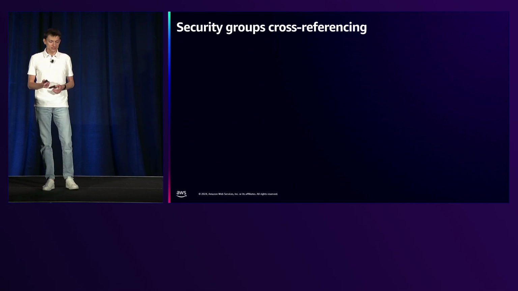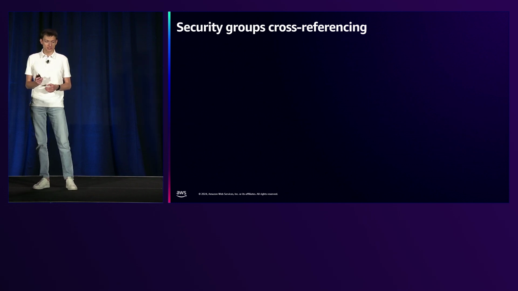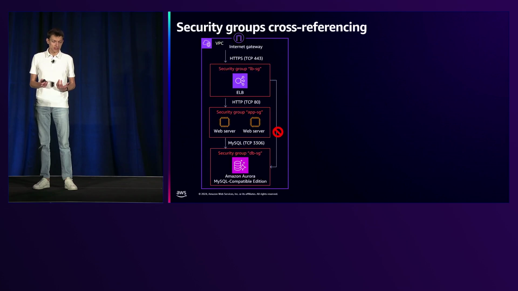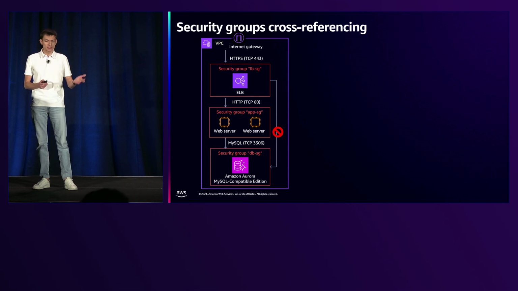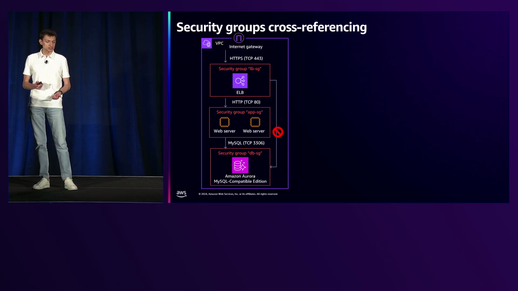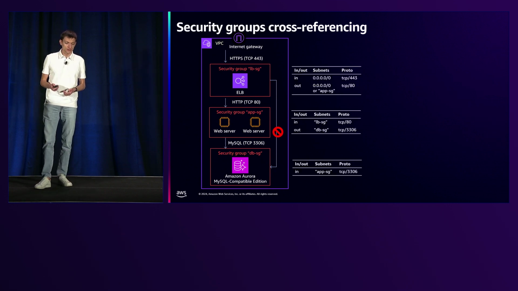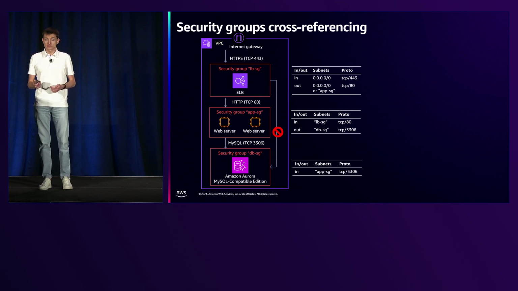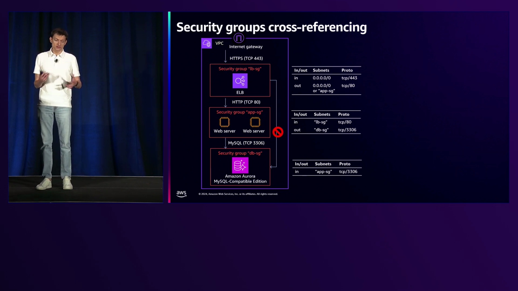I want to spend a little bit of time specifically on security group cross-referencing. It's very powerful, and we strongly recommend using that. In this case, we have an application with three layers. There is a load balancer, there are instances for the application, and there is a database. And for every one of those layers, we define a particular security group. Now, we will configure security group rules to allow appropriate communication between these layers.